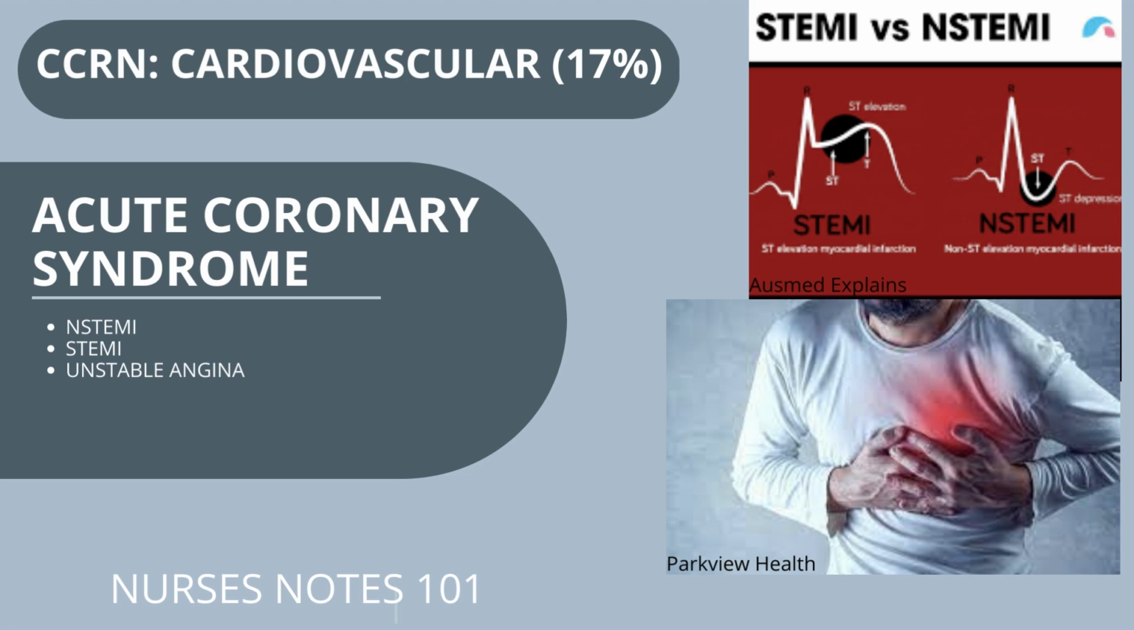So today we'll be talking about the first topic in the CCRN, which is cardiovascular disease, treatments, and procedures. So the first component of this is acute coronary syndrome, also known as heart attack. I'm going to talk about NSTEMIs, STEMIs, and unstable angina, the difference between them, and how to treat them.